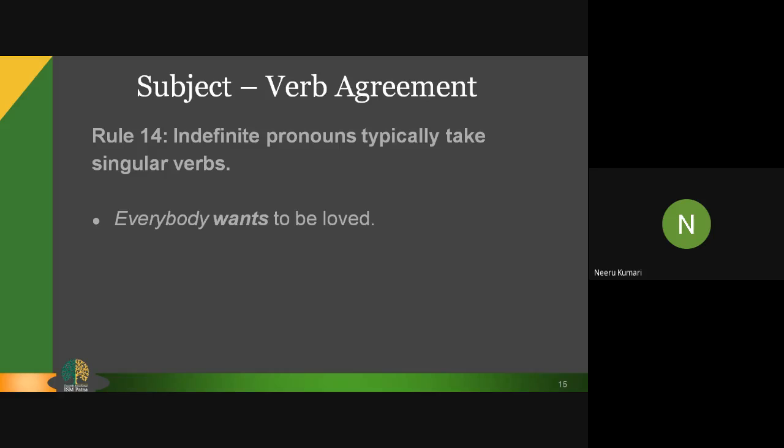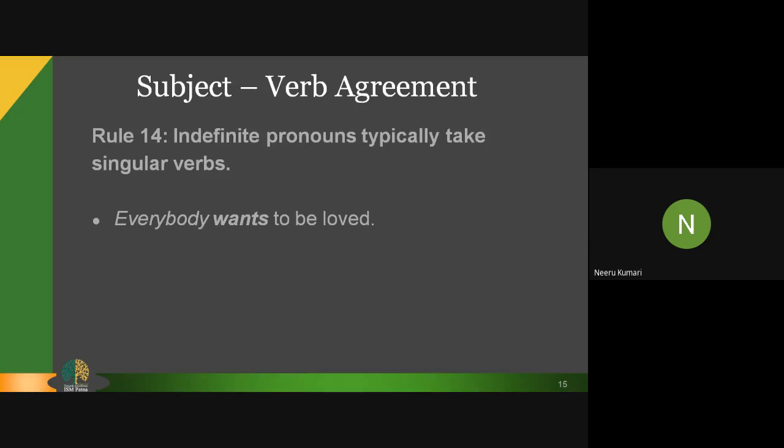So always the verb form that accepts such kind of indefinite pronoun is in the singular. For example, if we are talking about do or does, it would be does form. If we are talking about is, am, are, it will always be is. If we are talking about was and were, it would always be was. So you have to keep this in your mind whenever we are talking about indefinite pronouns.